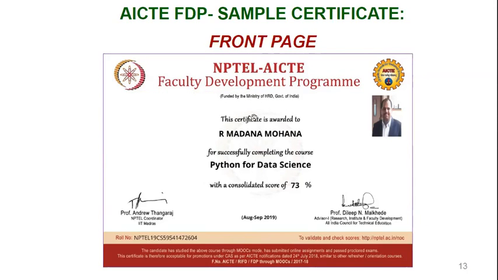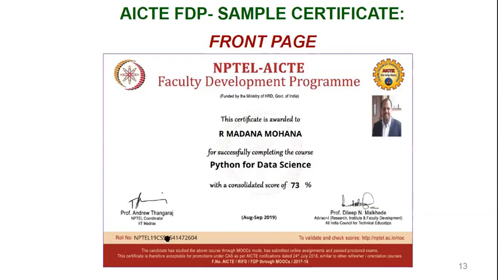It is funded by the Ministry of HRD, Government of India. Here you will get your name followed by successfully completing the course name, or in your resume you can write AICTE FDP on Python for Data Science. This course name you can use as the topic name. In the FDP certificate you will get the total score. The split is not included here, but in a normal NPTEL certificate the assignment score, proctored exam score, and then total score are displayed. In the FDP certificate you get the overall score only. But you need to secure a minimum of 40% to get either the NPTEL certificate or the FDP certificate.